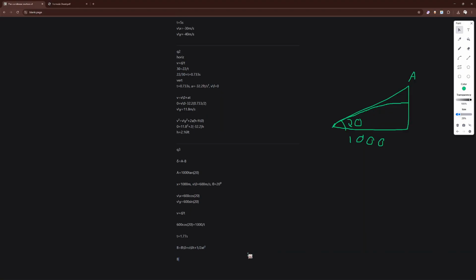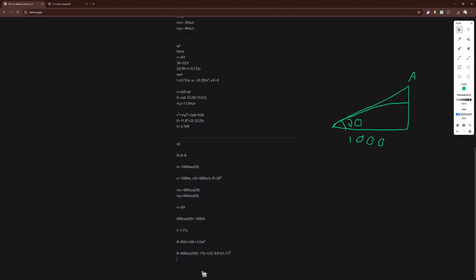Plug in our values. b is equal to, what's v naught? 600 sine 20 times 1.77, plus half, acceleration is negative 9.81, times 1.77 squared. I forgot to write my time here. Sorry, that was a mishap. b is equal to 347.85 meters. Right? We have A, now we have B.